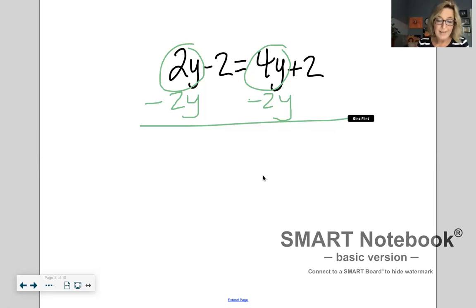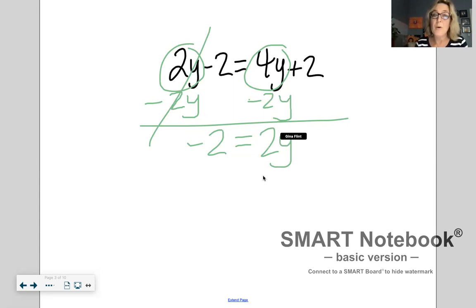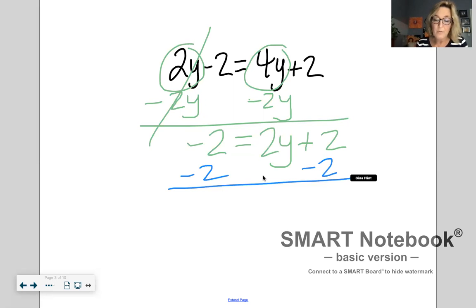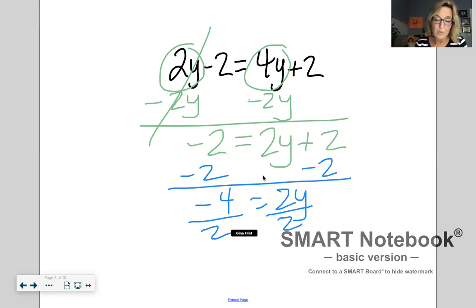So the y's then on the left-hand side are a zero pair, and we have a negative 2 left because remember that minus sign goes with the 2. 4y minus 2y is 2y, and we have a positive 2. Okay, so now we need to subtract 2 from both sides of this equation. We're left with 2y on the right. Negative 2 minus 2 is negative 4. And now in order to isolate y, we divide both sides by 2. And so y is equal to negative 2.